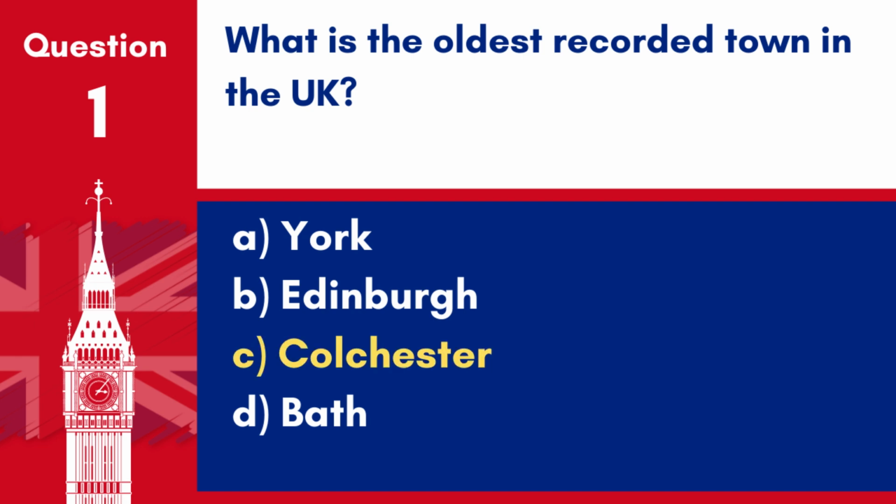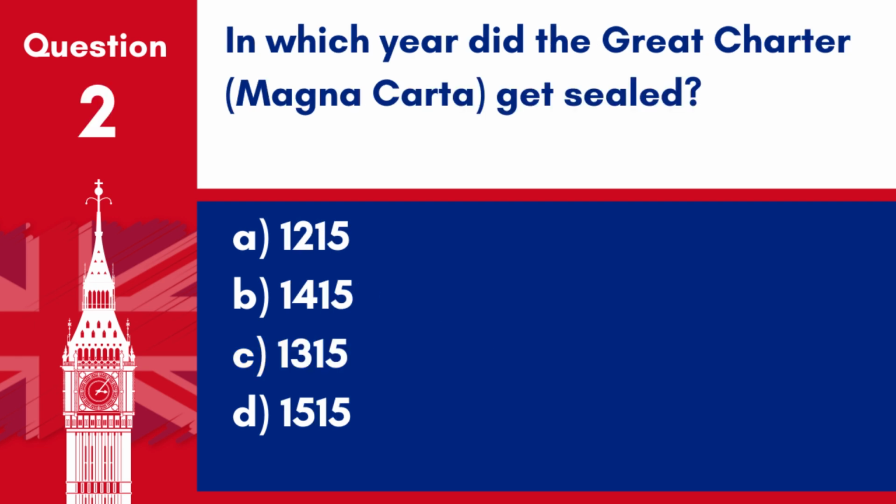Answer: C. Colchester. Colchester is reputed to be the oldest recorded town in the UK, with a rich history recorded by the Romans.